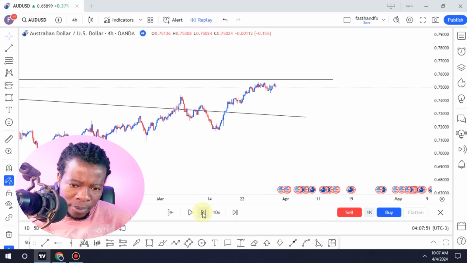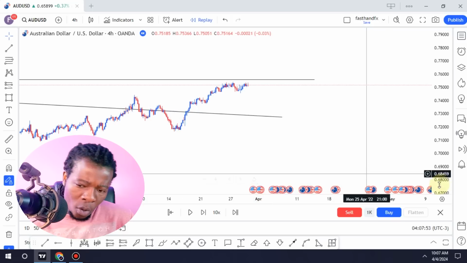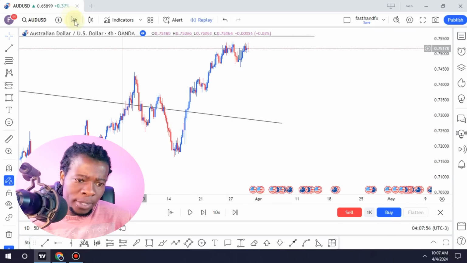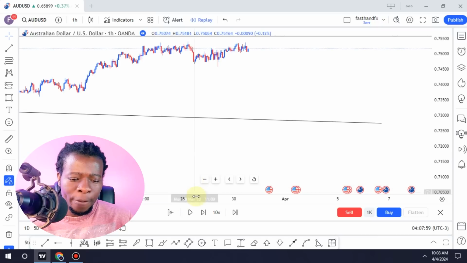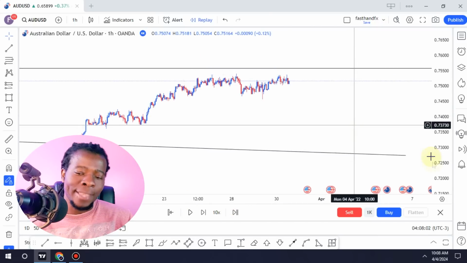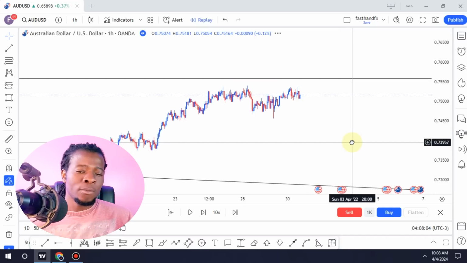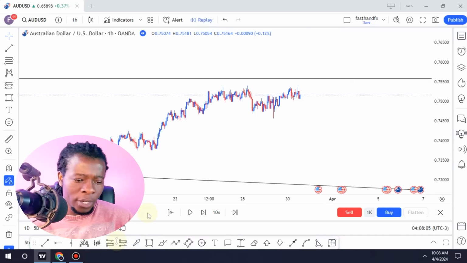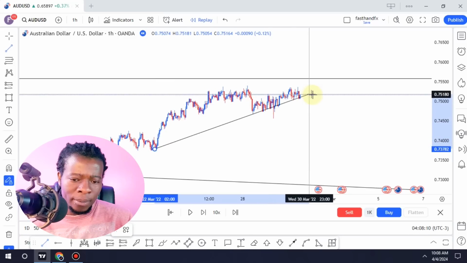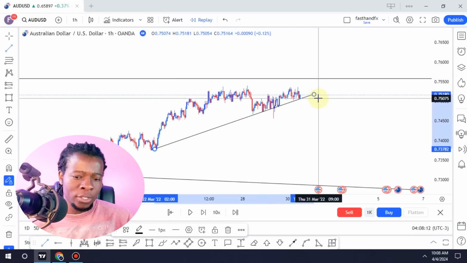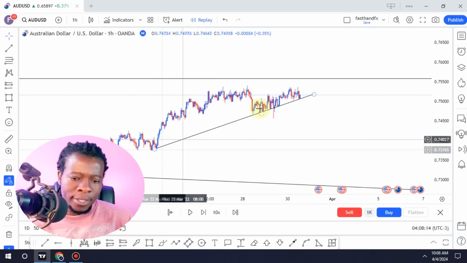Okay, right there. So I say trends inside trends and trends within trends. So let's hit the 1 hour. This is what we're having at the H1. So basically we might try to add other trends, probably something like this. I don't know if that will make sense. Of course, we have first touch, second touch, maybe.